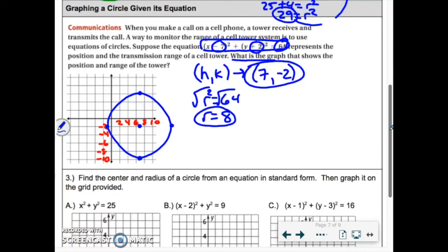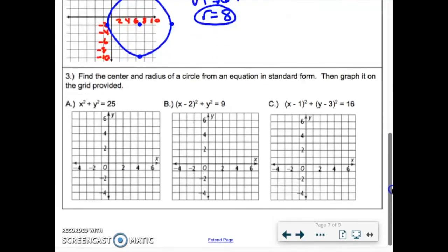So that's what the rest of the lesson is going to be about: attempting to take the equation and use it in order to make the circle. We're going to look at that over the next few examples here.